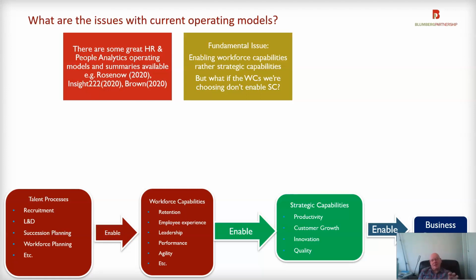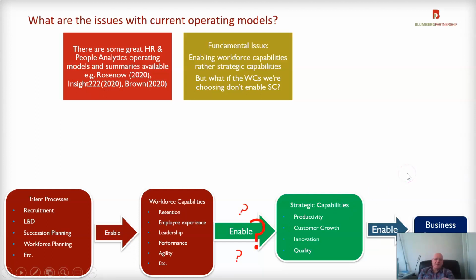And that's the fundamental issue with most of the people analytics operating models that we see today, is that they focus purely on delivering the workforce capabilities without looking ahead to say, will it give us the strategic capabilities that our executive team need to give us the business outcomes and need to continue funding our function? Because if you're not giving them the business outcomes, they're not going to get the funding to help you. So you've got to demonstrate that you are designing talent processes which give the right workforce capabilities, which give the right strategic capabilities, which deliver those all-important business outcomes. So that's the fundamental issue: the focus on workforce capabilities at the expense of strategic capabilities.